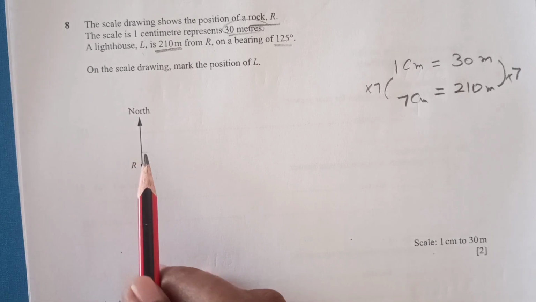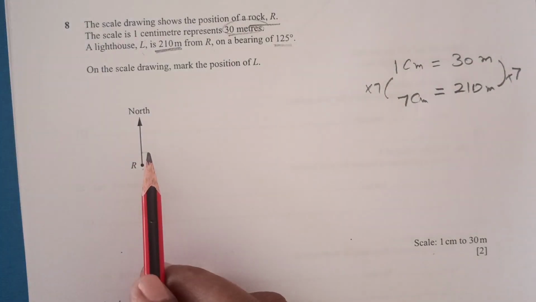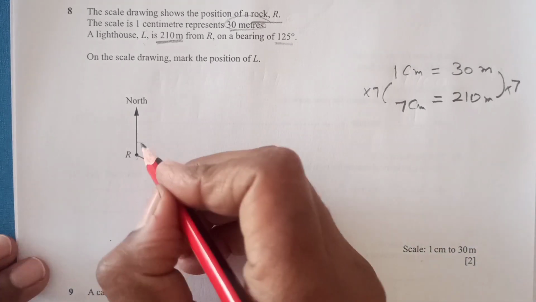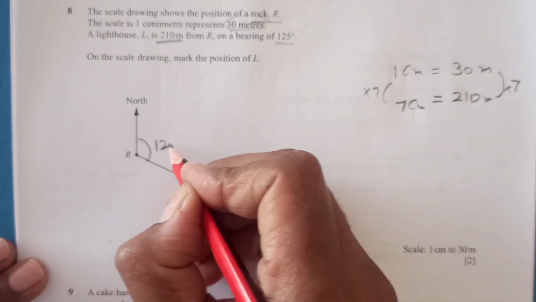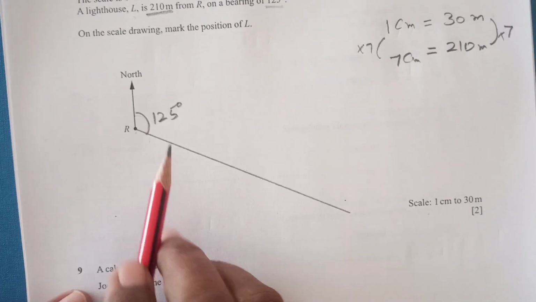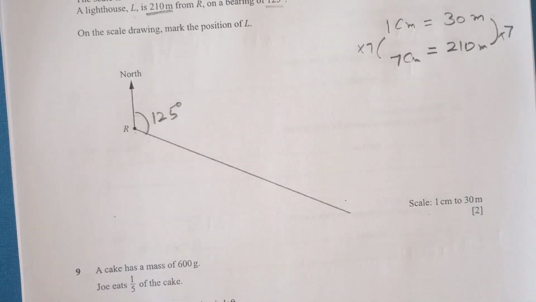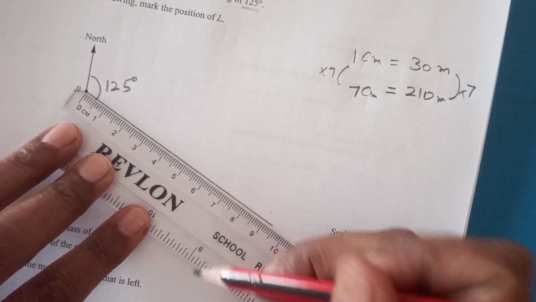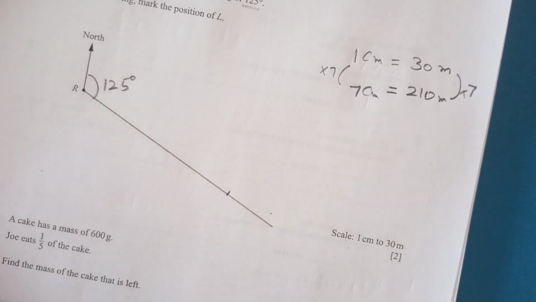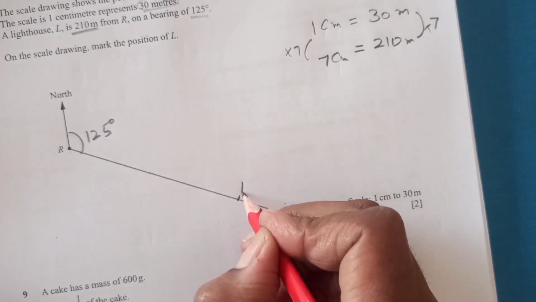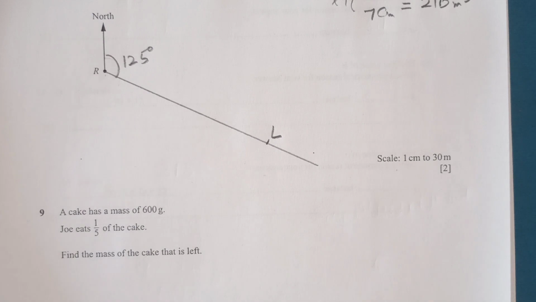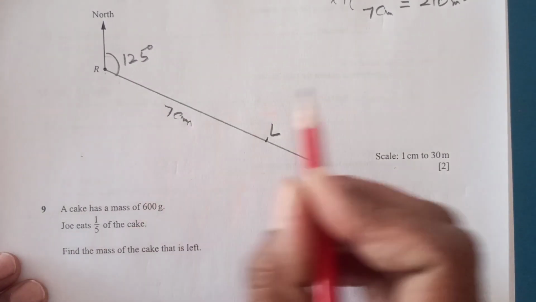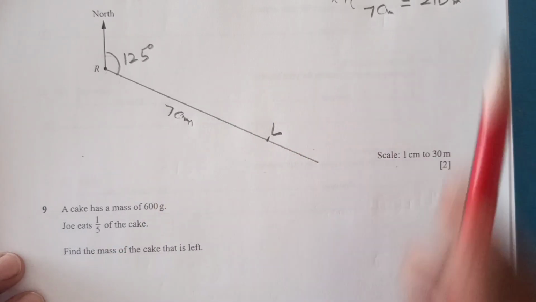So with protractor you can make angle of 125 here. So I have made angle of 125 here, right? And then we need to have this 7 centimeters. So just take 7 centimeters from here. It will be this point here. So that point is our point L. Okay. So this one is 7 centimeters. That represents 210 meters, right?